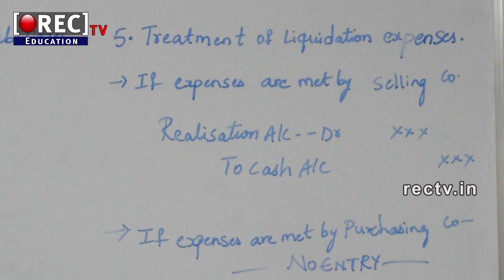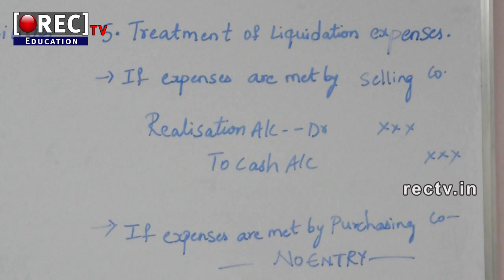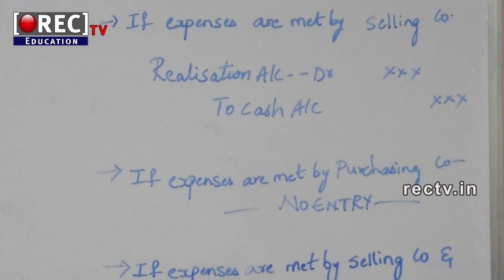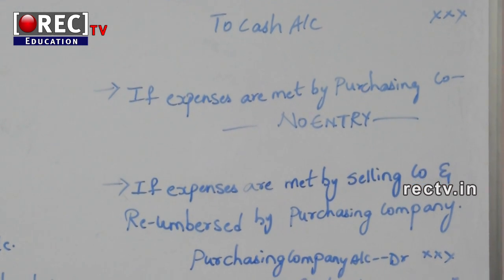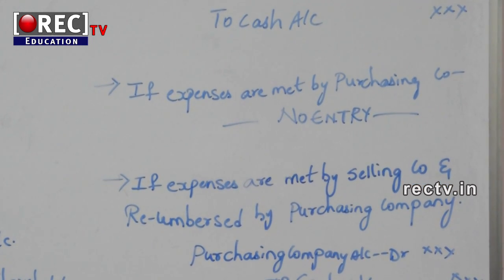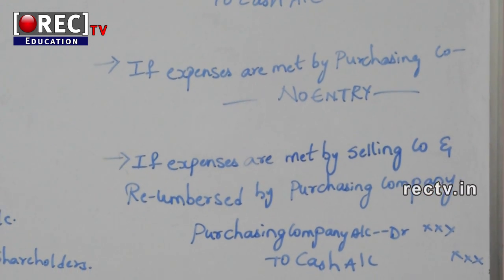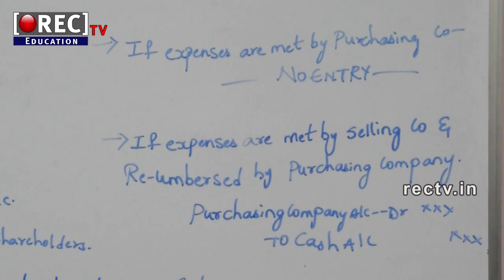When the liquidator is appointed, it will incur some liquidation expenses. There are some treatments for these liquidation expenses in the books of the selling company. If these liquidation expenses are met by the selling company itself, we have to write the entry: realization account to cash account. But if the expenses are met by the purchasing company, nothing will be entered in the books of the selling company. Whatever the entry will be, that will be entered in the books of the purchasing company, which we have already seen. That is, they will give the entry as goodwill to cash account.